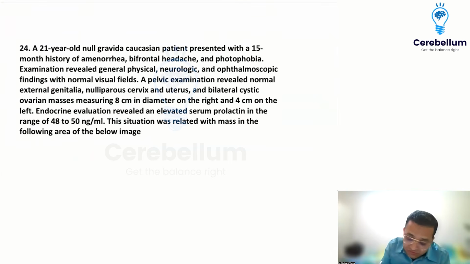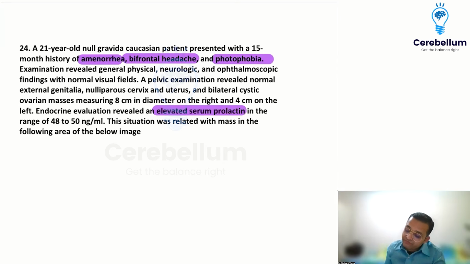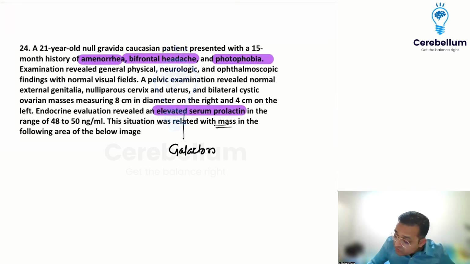A 24-year-old nulligravida Caucasian patient presents with 15-month amenorrhea, bifrontal headache, photophobia, normal visual field, nulliparous cervix, bilateral cystic ovarian masses, and on endocrine evaluation, elevated serum prolactin. What is this? Sir, elevated prolactin hormone. So it is leading to galactorrhea. Sir, this is the amenorrhea.